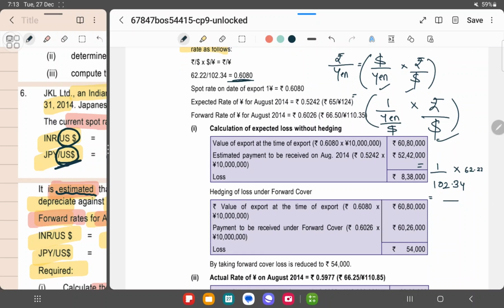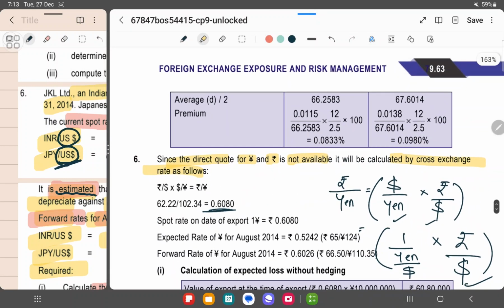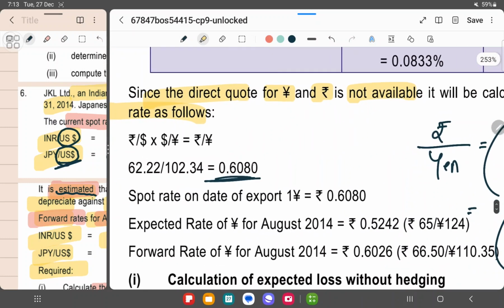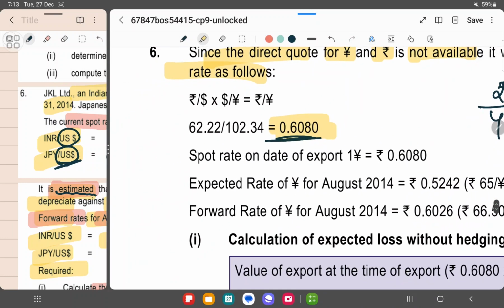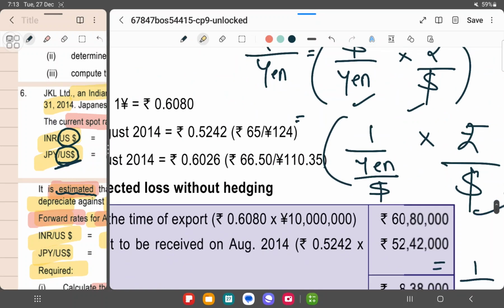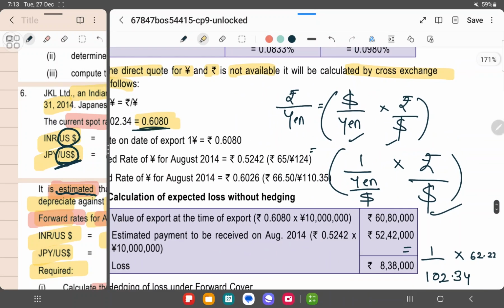62.22 divided by 102.34, 0.60797 is equal to 0.068. Okay, which is the same here also. See, 0.6080. Okay, are you getting this? This was important here. You use cross rate.